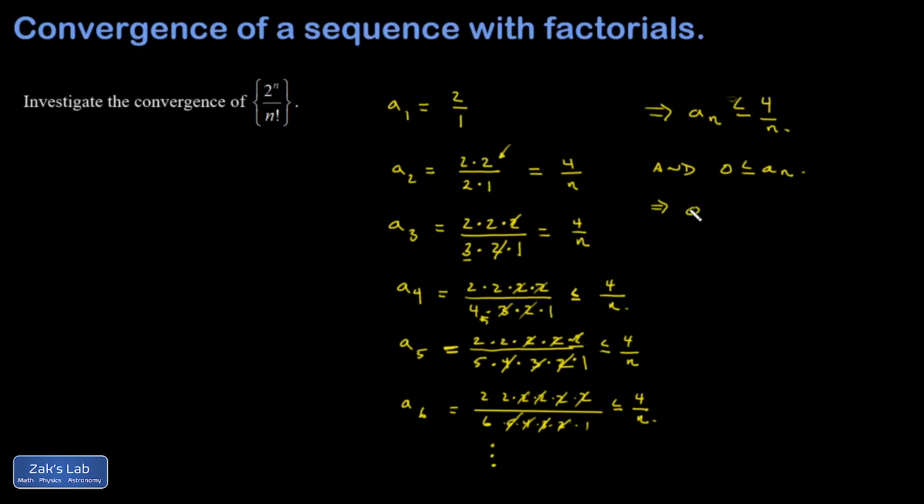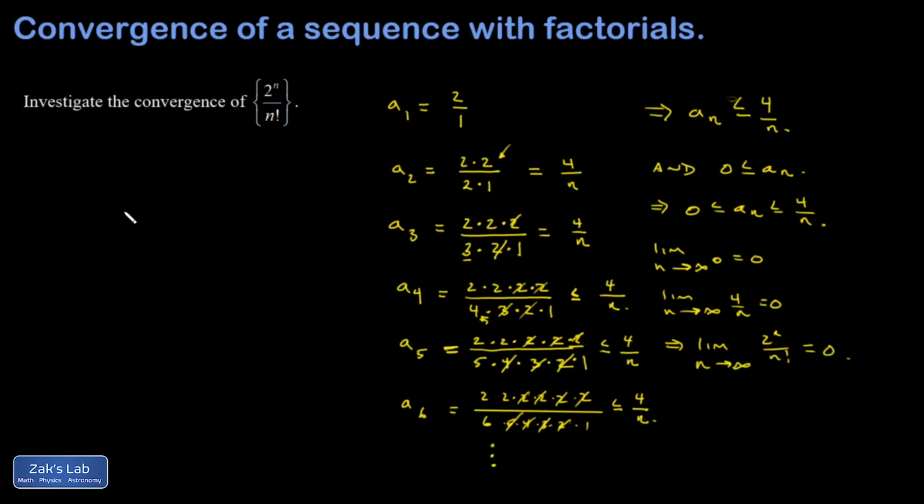So what I'm doing here is setting up the squeeze theorem. And certainly the limit as n goes to infinity of 0 is 0. And the limit as n goes to infinity of 4 over n is 0. And by the squeeze theorem, this means the limit as n goes to infinity of a_n, or 2 to the n over n factorial, is equal to 0. So in the end, this sequence converges, and it converges to 0.